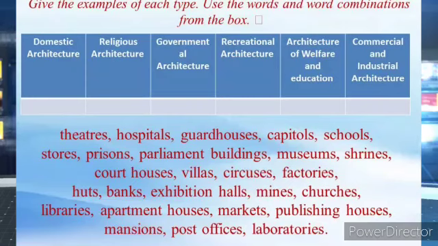Students, you should complete this box with the words and word combinations which are under the box. Theaters, hospitals, guardhouses, capitals, schools, stores, prisons, parliament buildings, museums, shrines, courthouses, villas, circuses, factories, huts, banks, exhibition halls, mines, churches, libraries, apartment houses, markets, publishing houses, mansions, post offices, laboratories. Now I give you some minutes to fill this box.